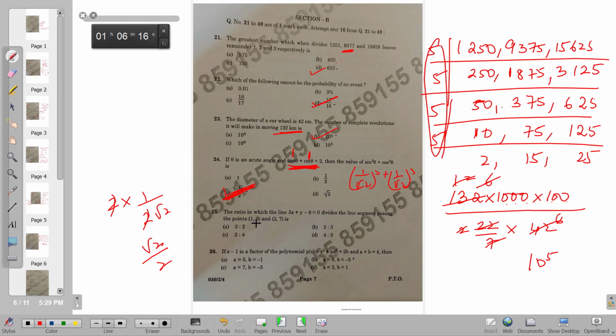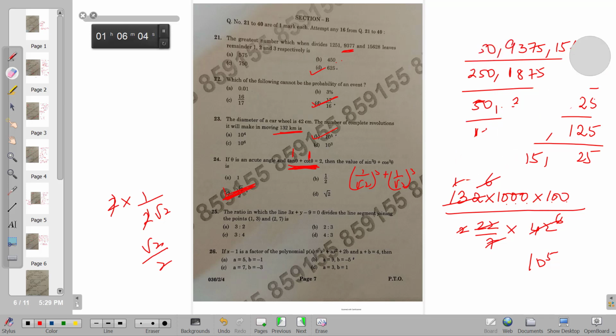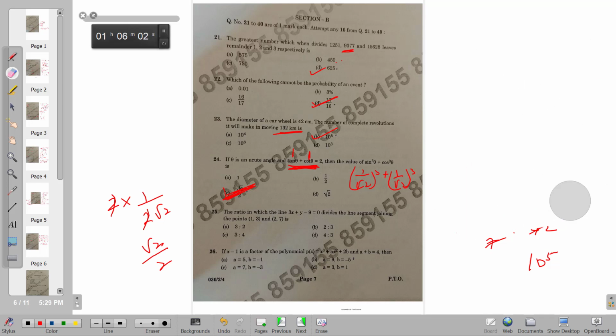Then 25th one. This is going to be a little long because I have to find the ratio. Now when you're finding the ratio, just to create space for my working, I will erase all of this now. Okay. All right. So I have the ratio in which this is dividing the line segment joining points 1, 3 and 2, 7. So the x coordinate would be, okay, I need to substitute the x coordinate here. That will be 7, sorry, this will be 2k.